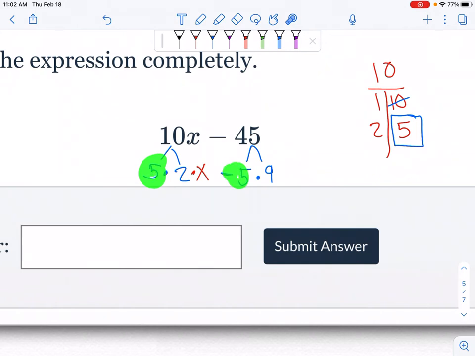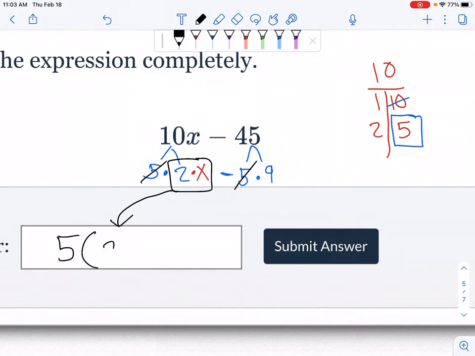So if I were to take this 5 out from both of these, so they both have a 5 to give, if I pull a 5 away from them, I'm going to cross that 5 out, and I'm going to be left with a 2x, and I'm left with minus 9. And that's my answer.